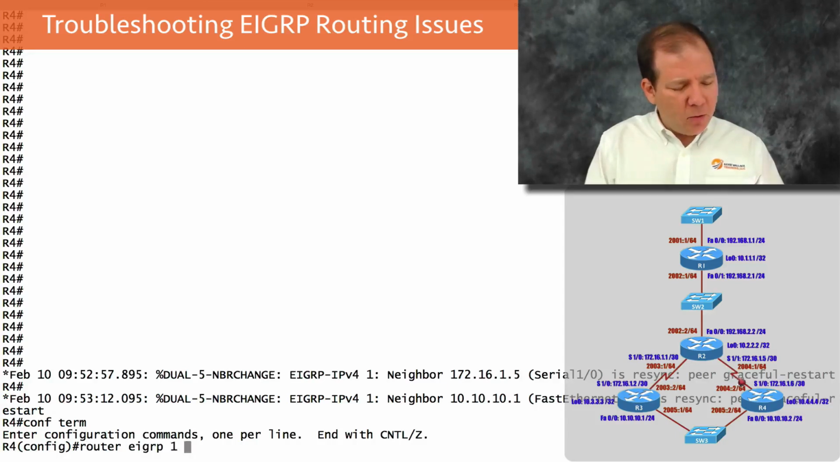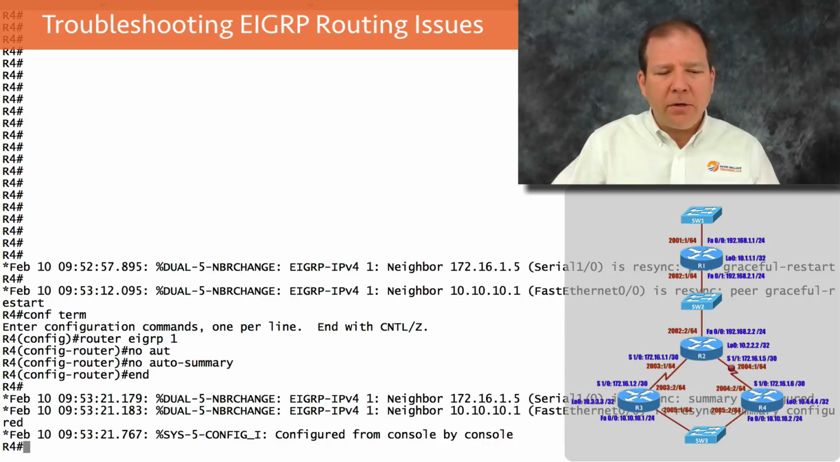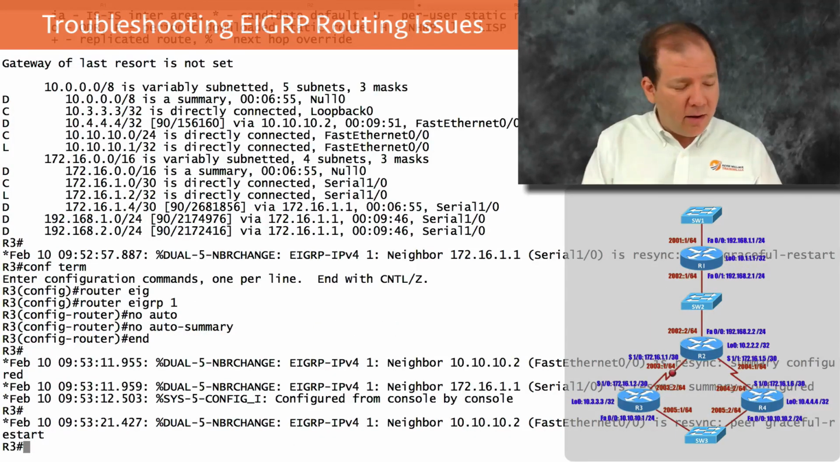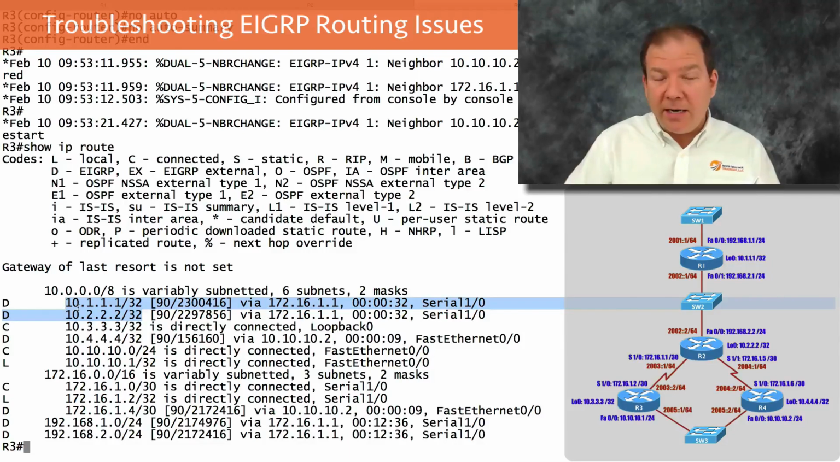Router EIGRP 1, no auto-summary. Now let's go back to router R3 and see if things are better now. Let's do a show IP route. Oh, look at this. Now I do see these individual subnets. We didn't see this a moment ago, but because I've turned off auto summarization, I now see these individual subnets of the 10 dot network.